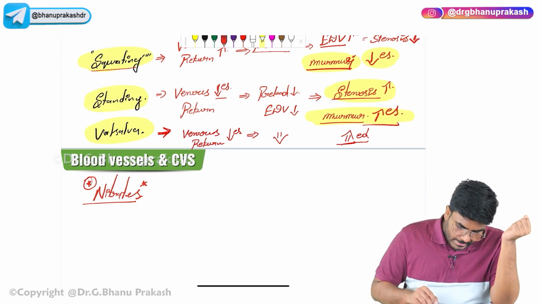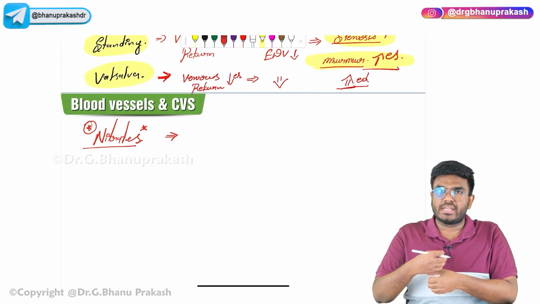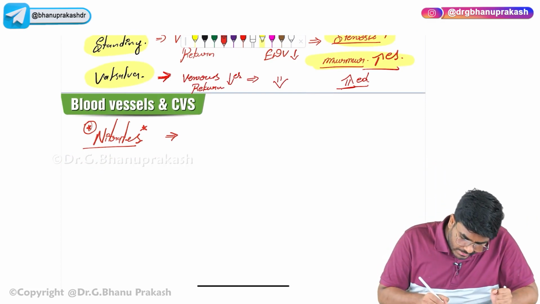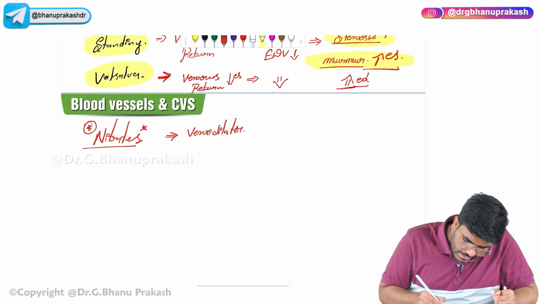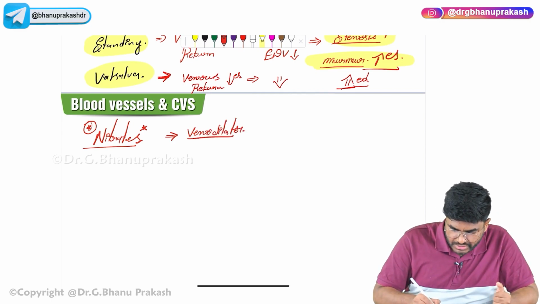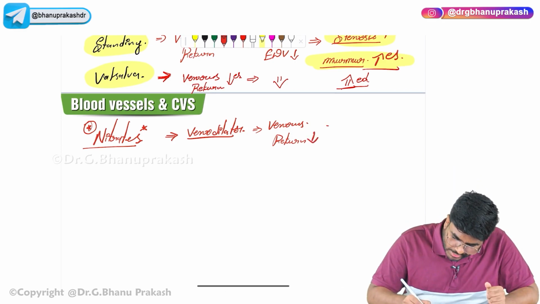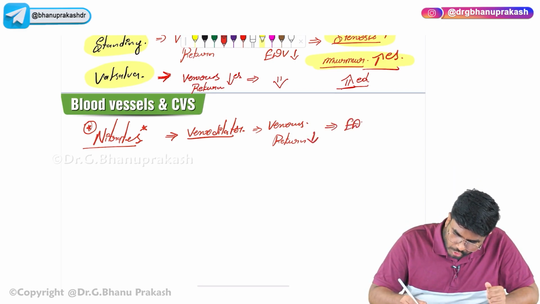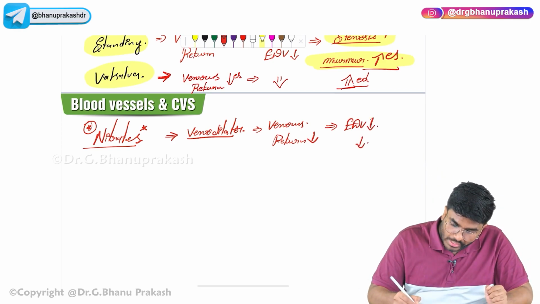Do you know why? The problem is, whenever you give nitrates, what happens? There will be venodilation. Nitrates are venodilators. Whenever you do venodilation, what happens to the venous return? The venous return decreases. Whenever the venous return decreases, what happens to the end-diastolic volume? End-diastolic volume, or the preload, decreases. Whenever the end-diastolic volume decreases, what happens to the stenosis?